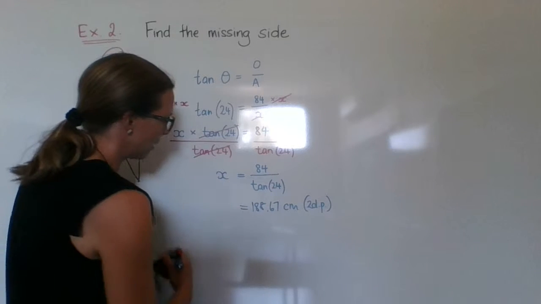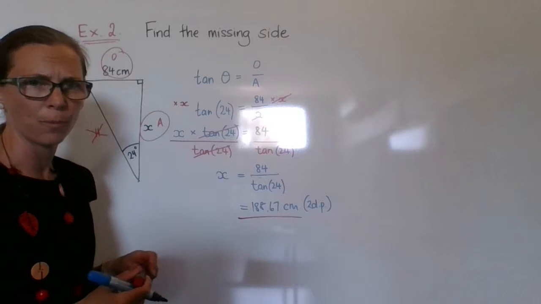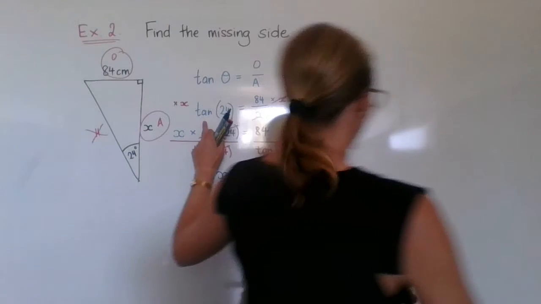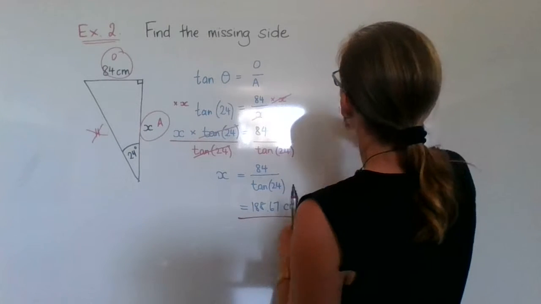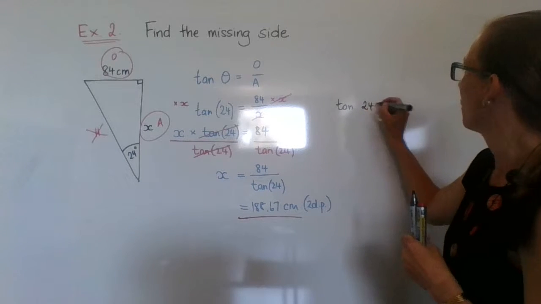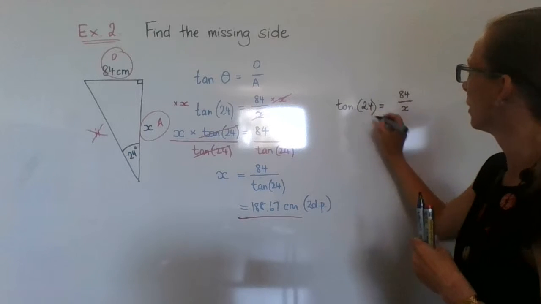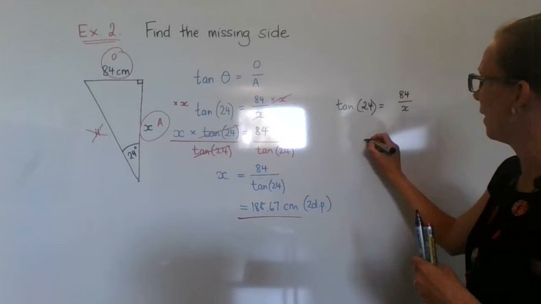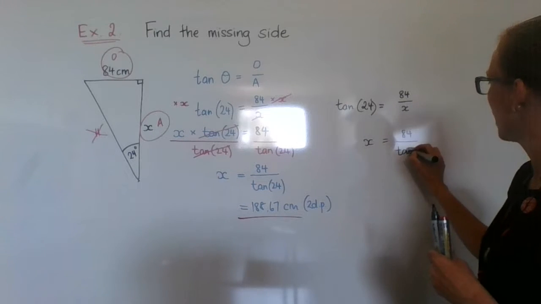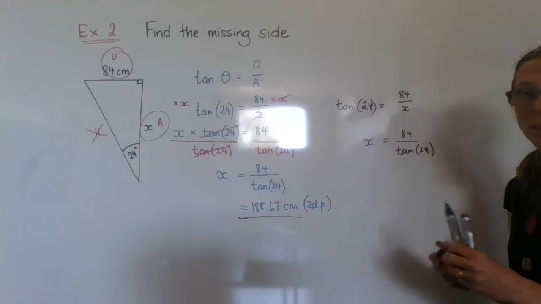Now, that took us 2 steps of work. But what I want to show you is how there is a bit of a shortcut to this. Originally here, I had tan 24 equals 84 over x. And when I got down to here, I had x equals 84 over tan 24. So it took me 2 steps to do that.